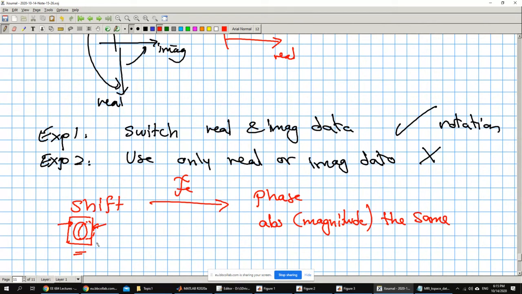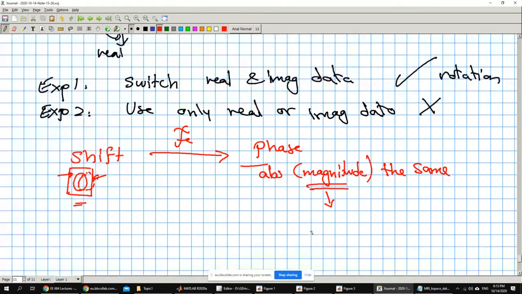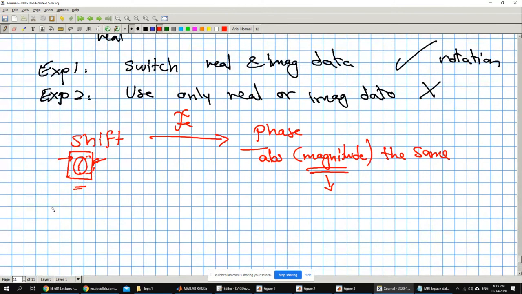If you're taking an image of something that is moving very fast, you usually get a blur. It's not a good thing to have a blur. You would like to see the actual object. So since the magnitude doesn't change, would it be possible to take the magnitude? This is the third experiment that we're going to do now: magnitude only reconstruction.